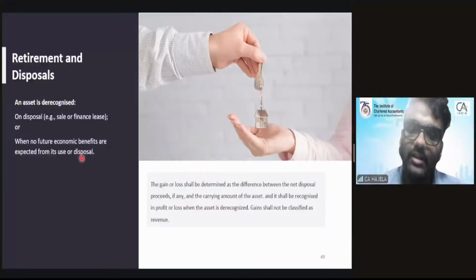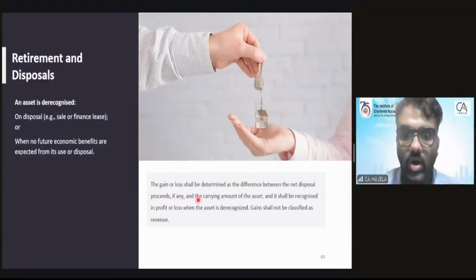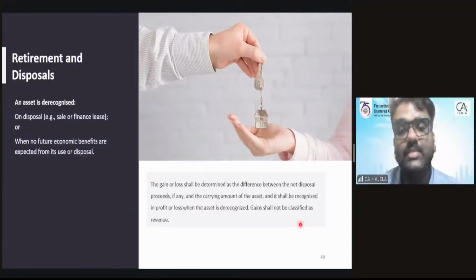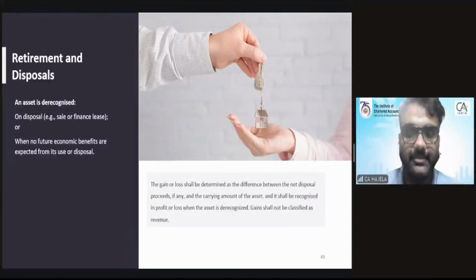You derecognize the value from your books of accounts. Whatever is left, if you have received some money, any difference is recognized as gain or loss in your profit and loss statement. However, any gain on sale of an intangible asset is never revenue. It is always shown as other income. It is not classified under revenue, but under other income. All right. Perfect.